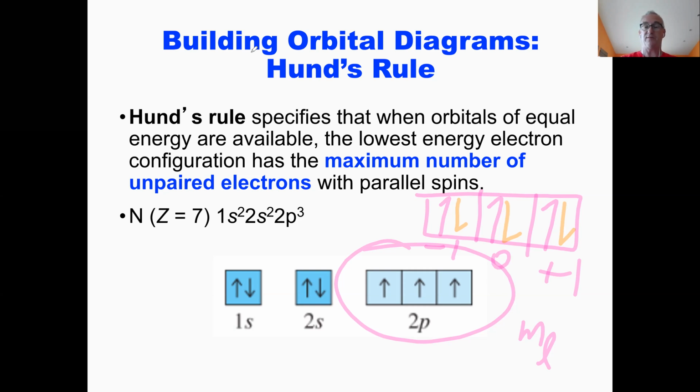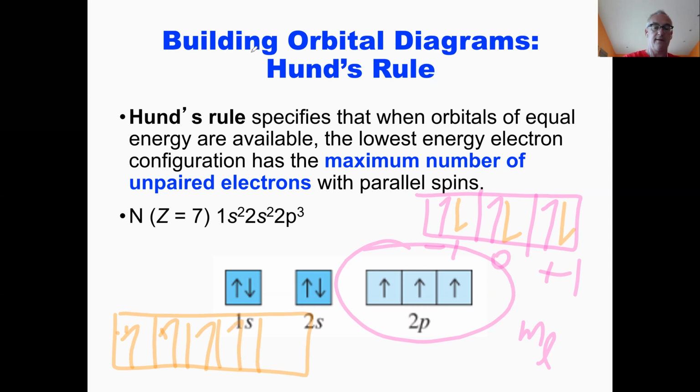So Hund says if we have a subshell with a lot of orbitals, we fill them up one at a time. And the same is true for D. D has 5. 1, 2, 3, 4, 5. So we would fill it up 1, 2, 3, 4, 5, and then go back. So the sixth one would finally be put 6, 7, 8, 9, 10. So always one at a time.